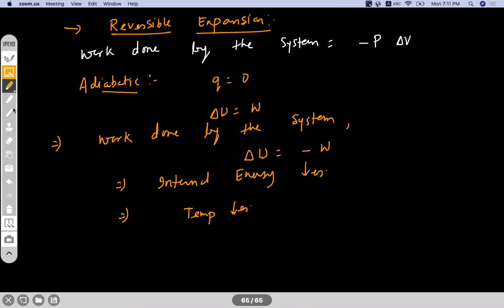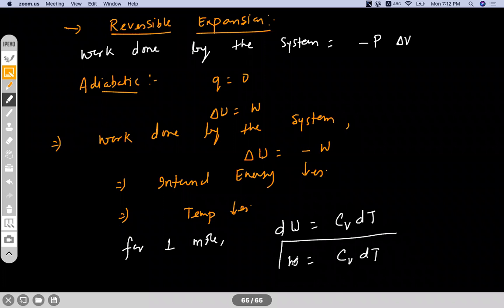We know we can always write, for one mole, dU is equal to Cv dT. dU is nothing but work done, right? So work done is equal to Cv dT. Work done is also P delta V. So we'll equate this one and this one. Copy down this first.